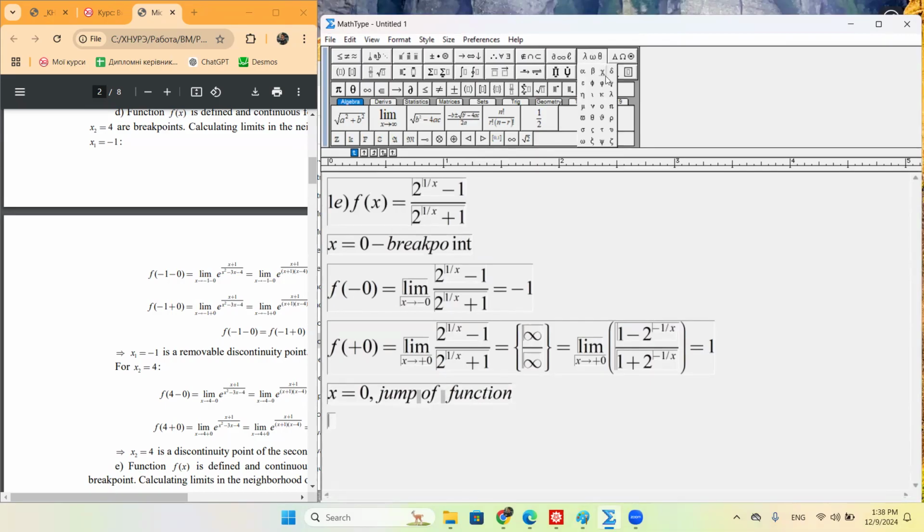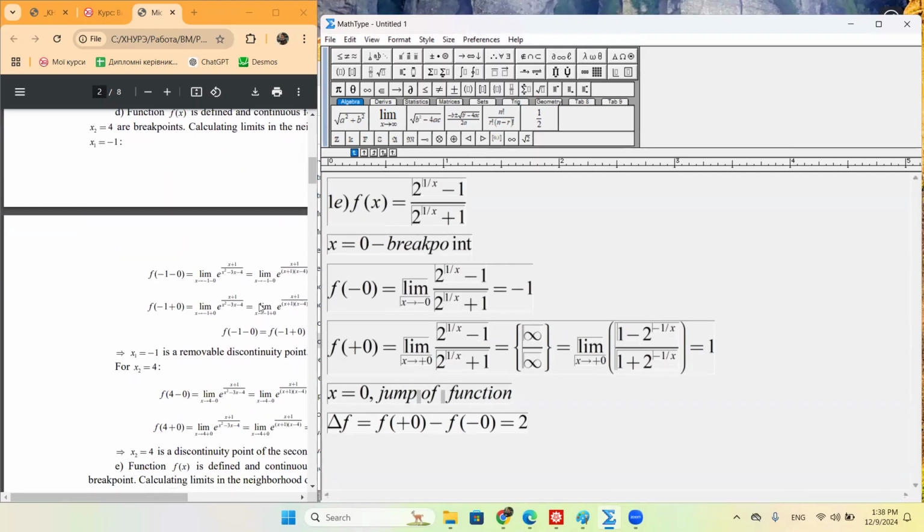So the value is the following. So delta f from x. So we subtract f from plus 0, we subtract f from minus 0. And the result is 2. Any questions about this task?